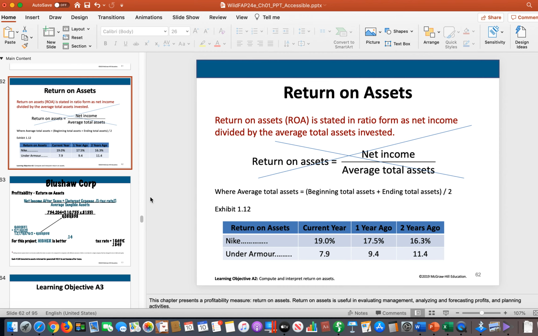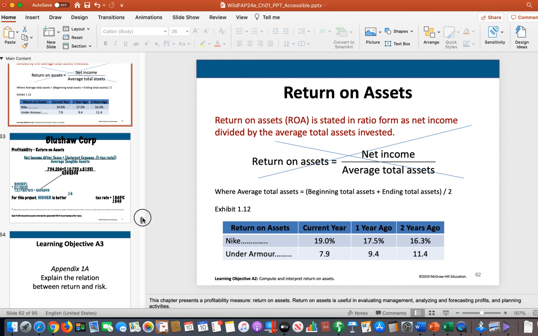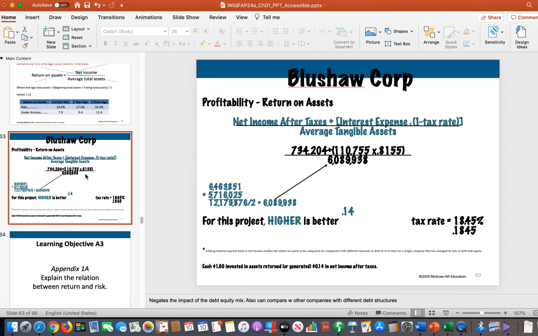Now, what's the formula I want you to use for return on assets? This is the kiddie formula here, but you guys are not kids. This is what I want you to use. Now, the numerator is net income, and all we're doing is adding another portion here, and that is interest expense times 1 minus the tax rate.